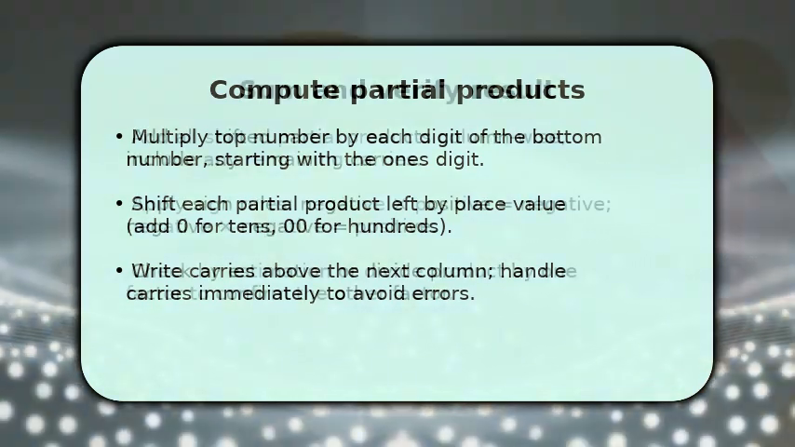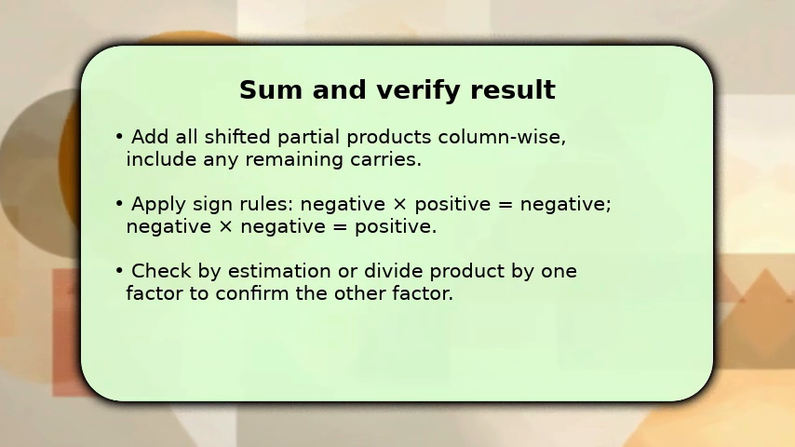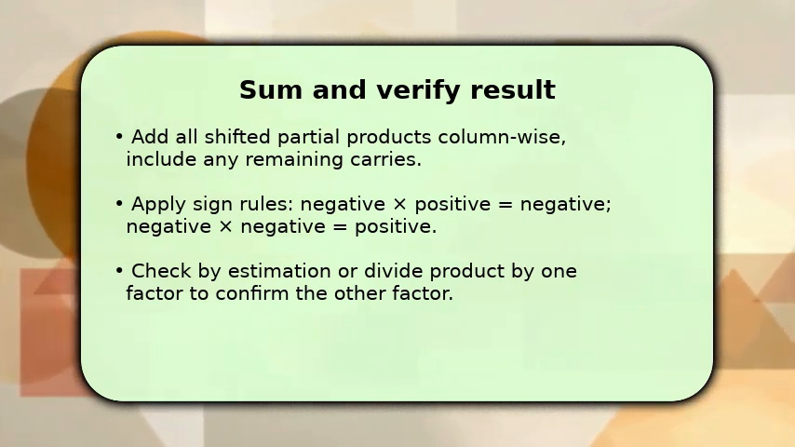You now add the shifted partial products column by column, carrying as needed until you have a single final number. Once done, apply sign rules so the result has the correct positive or negative sign.